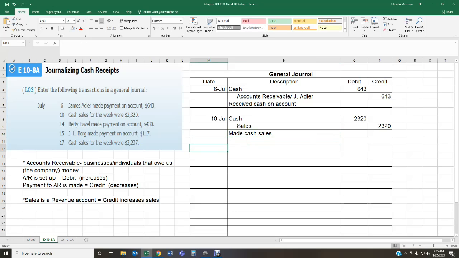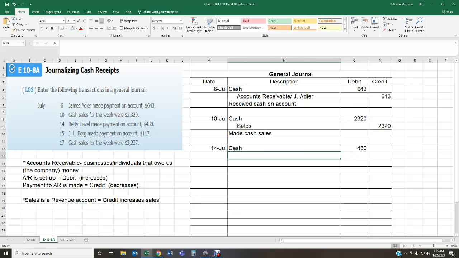On the 14th, Betty Havel made a payment on account, $430. So Betty owed us some money and Betty is making us a payment. So what did we receive from Betty? We received cash. How much cash? $430. And Betty made a payment on account.